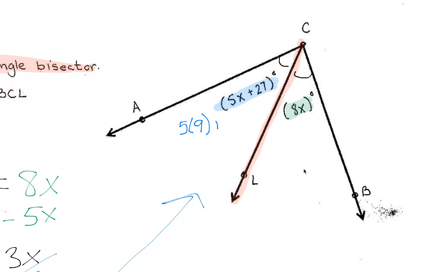So that's 45 plus 27, which is 72 degrees. Here we have 8 times 5, which is 40 degrees. Oops, not 5. 9. 72 degrees. So I caught myself because I knew they were both supposed to be the same thing. So when I plugged in that 5 and got 40, I knew it was supposed to be 72.